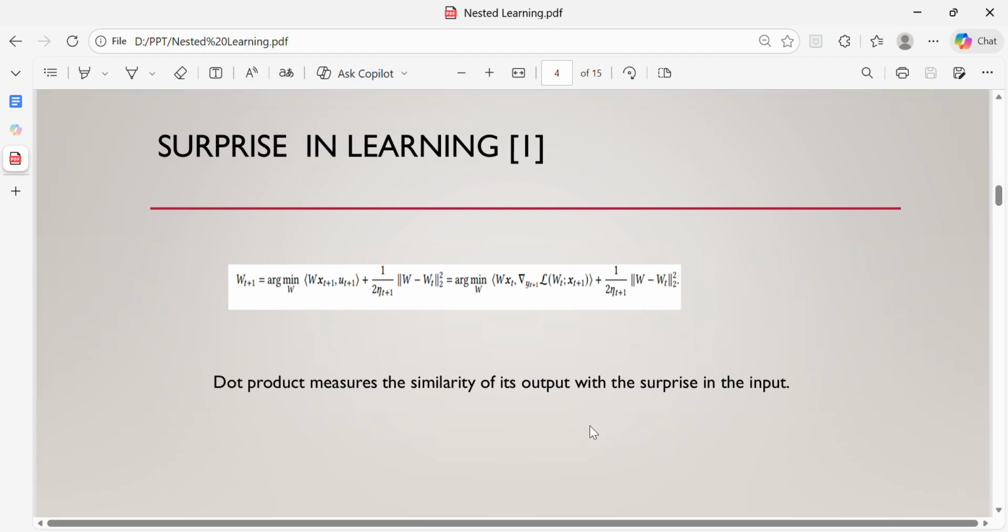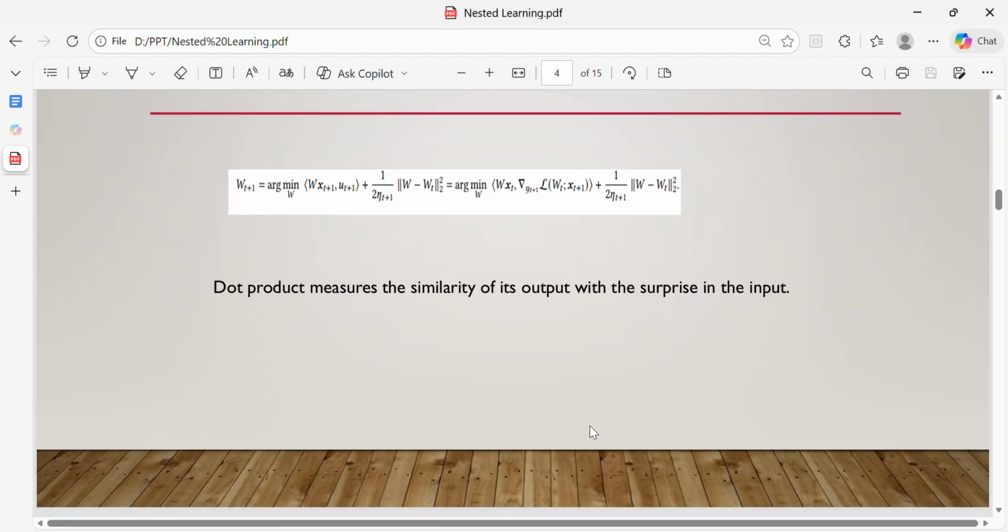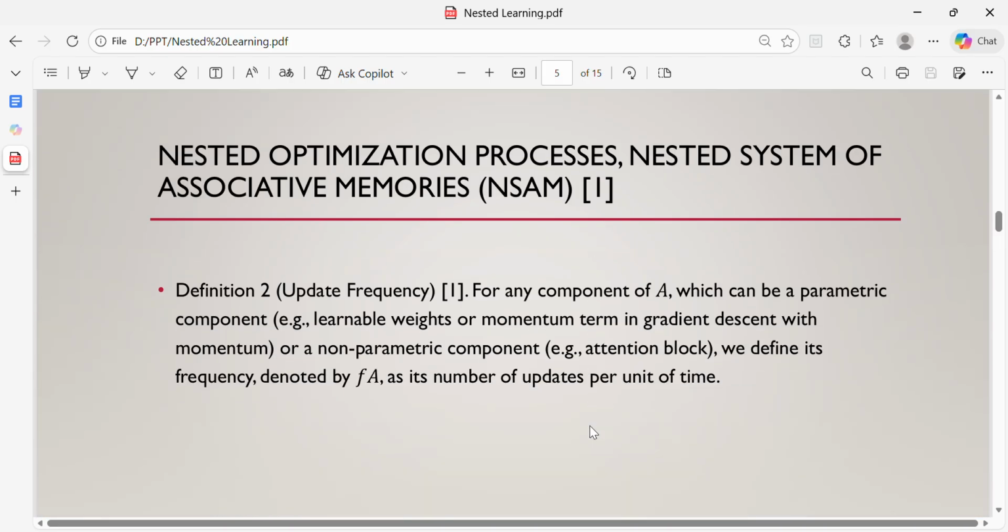So now, nested optimization processes. For that, the authors have defined them in reference 1. All of these are taken from reference number 1. Please refer to them; this is taken as it is. For any component A, which can be a parametric component, for example learnable weights or momentum terms in gradient descent with momentum, or a non-parametric component, we define its frequency fA as the number of updates per unit time, right?